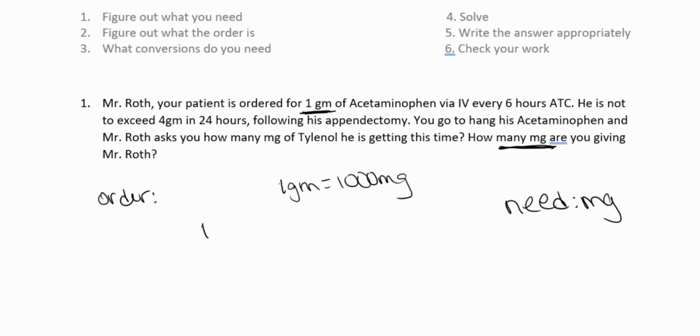So we are going to set up our conversion to solve. So we are going to do 1 gram, that's what he's ordered for, over 1. And we know that 1 gram down at the bottom here, so we can cross it off, is 1,000 milligrams. Cross off our grams, multiply across the top, and we get 1,000 milligrams. And divided by 1, we get 1,000 milligrams is our answer.